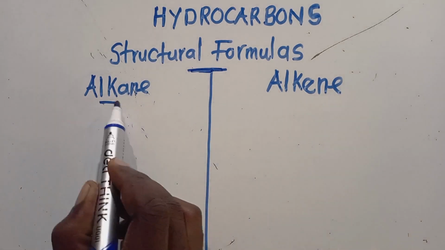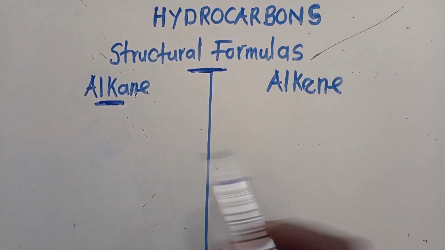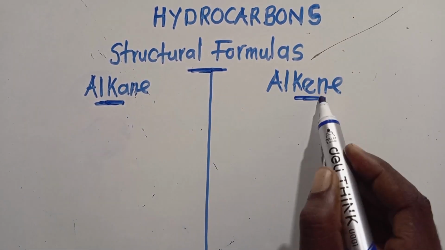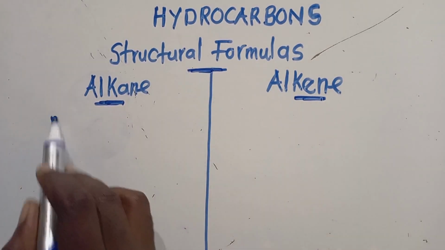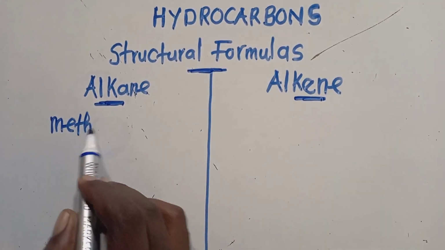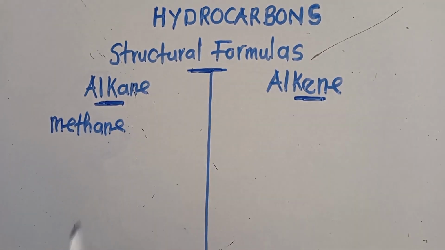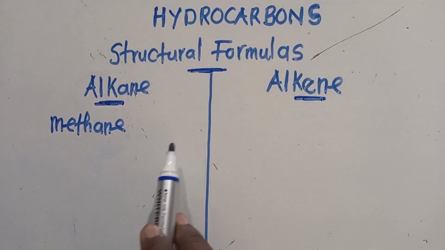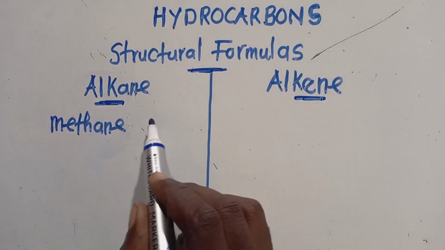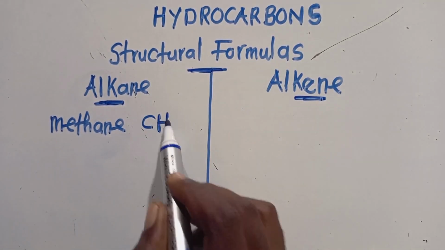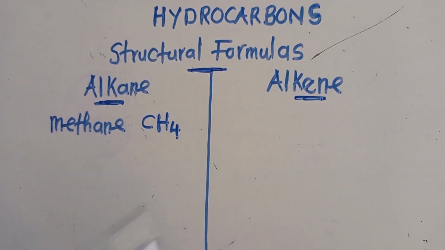So this is a family called alkanes, and this is a family called alkenes. The first member in this family is called methane. I think no one is facing challenges there. We all know this. What is the chemical formula for this one? The chemical formula is CH4. This is what you are supposed to do. So this is the first member.